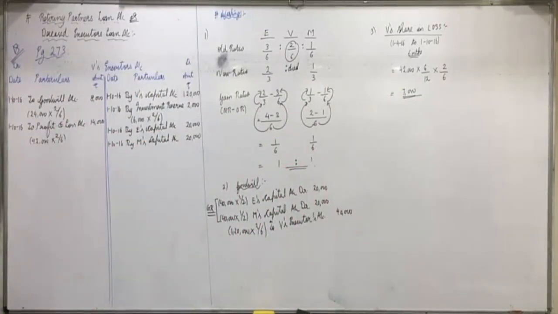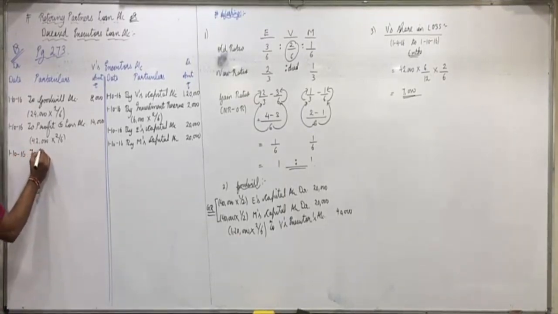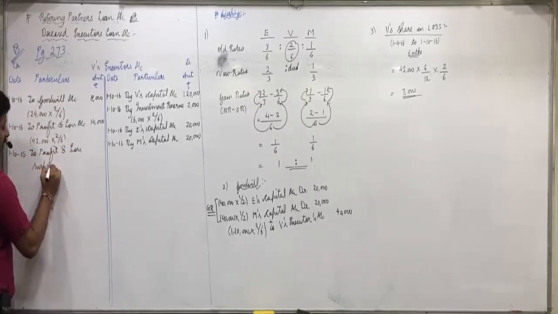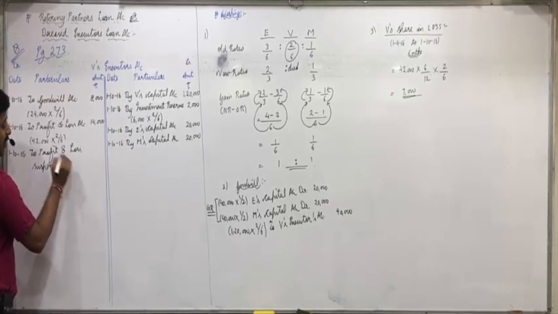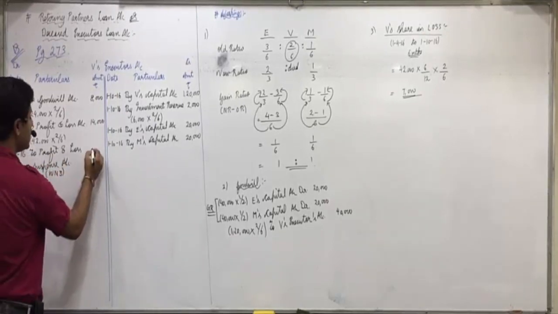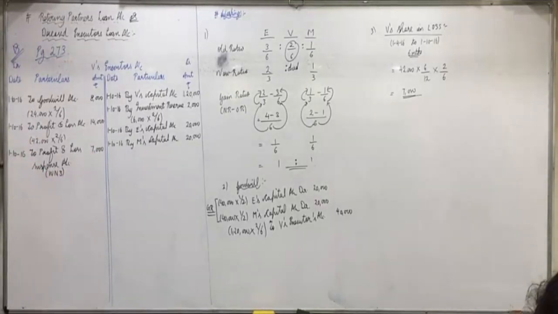Where will we record? Loss means it will come on the debit side, to profit and loss suspense account. Yesterday I discussed this point with you, that we have to write profit and loss suspense for the share in profit or loss. In brackets, working note 3, 7,000. Any doubts here?